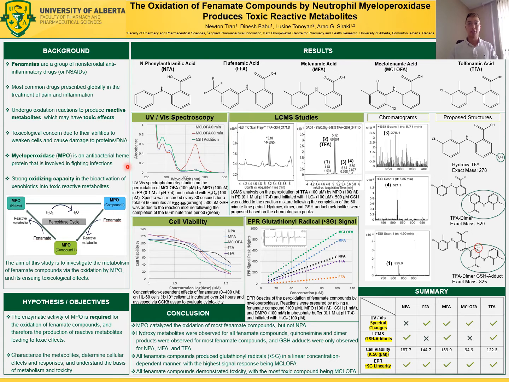MPO is an antibacterial heme protein that is synthesized in bone marrow promyelocytes and is also found in neutrophils and specific leukemia cell lines. It is known for its strong oxidizing capacity. In this figure, MPO is activated in the presence of hydrogen peroxide to form compound 1, providing it with the ability to oxidize drugs into reactive metabolites.